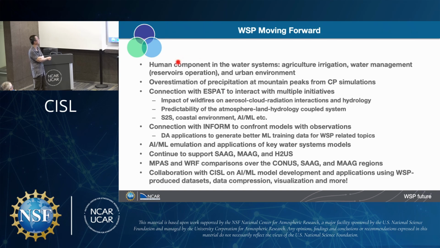Also, there is an interesting overestimation of precipitation at mountains that has been found by both the climate model and our regional model. And we will connect to SBAT through almost all the initiatives and connection to Inform. The DA part is quite important because we want to build the best data for training. And later on, the machine learning model will be our main tool to do all kinds of different research and downscaling. Of course, we continue to support SAG, MAG, MPAS as well, with collaborations with CISL on the AI machine learning part from DJ's group, but also on the data curation part, data comparison, data compression and visualization and more.